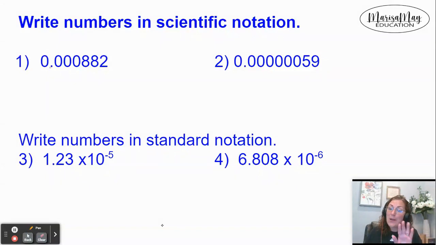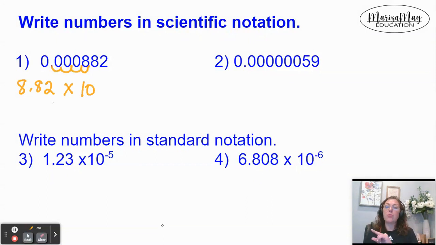So let's get our number between 1 and 10 first. I'm going to move the decimal. 1, 2, 3, 4. So I've got 8.82 times 10. Remember, the scoops tell you the exponent, but you got to put a negative on it because this is a small number, right? So 1, 2, 3, 4, we'll use a -4 as our exponent. Let's do one more example like that.